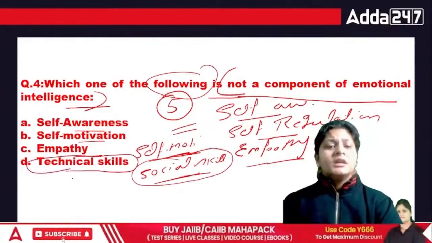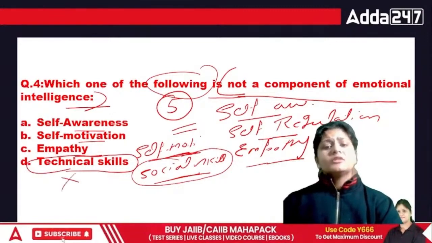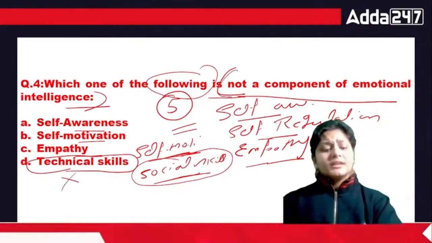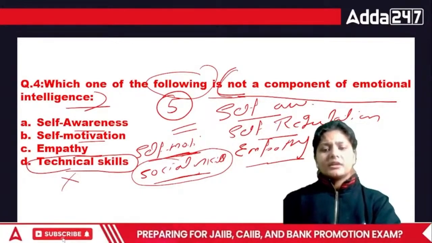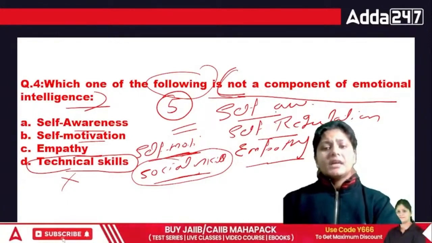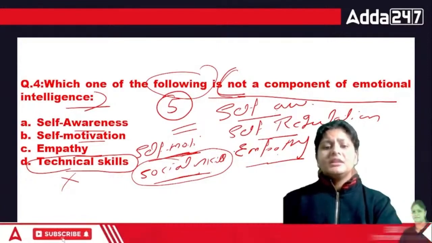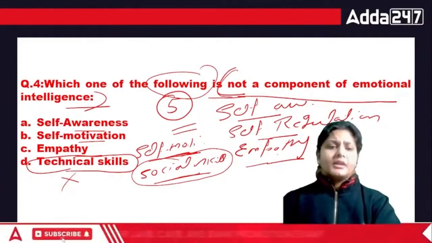So last year in the December exam there was a question like that, which one is a component, or I think which one is not a component. Like that they have asked. So these 5 are the components: self-awareness, regulation, empathy, motivation and social skills.